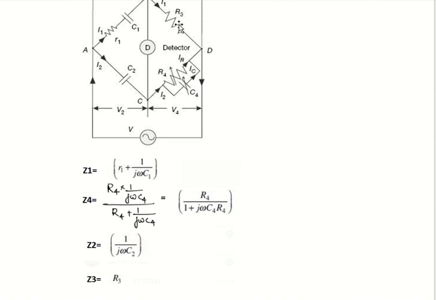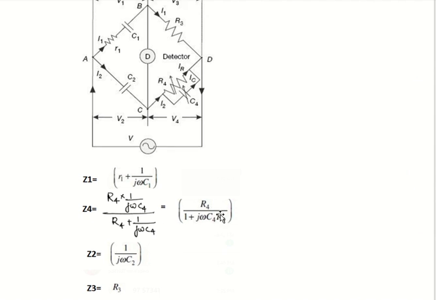Z3 consists of only resistance, so Z3 is R3. Z4 has a parallel combination of resistance and capacitance, so R4 into 1 by j omega C4 divided by R4 plus 1 by j omega C4. Multiplying this out, you will get R4 by 1 plus j omega C4 R4. These are the impedances in the 4 branches.